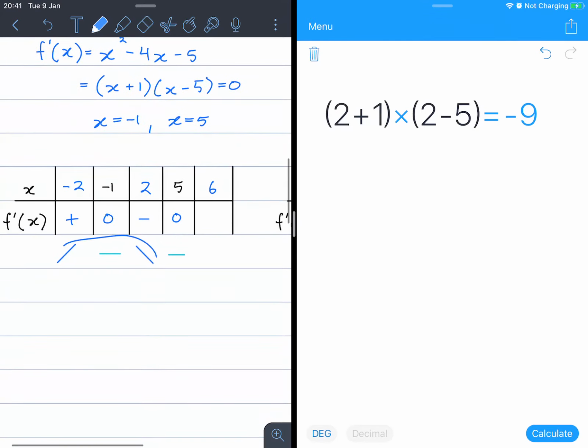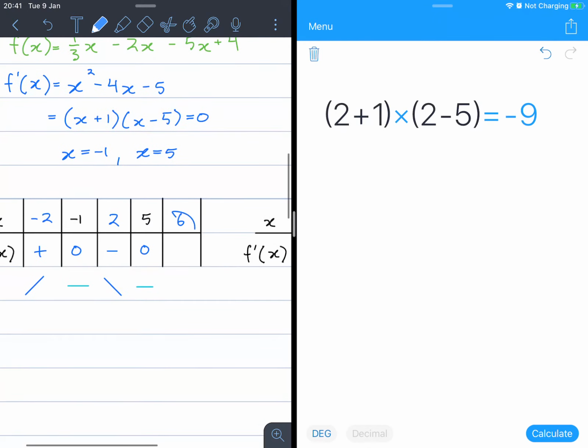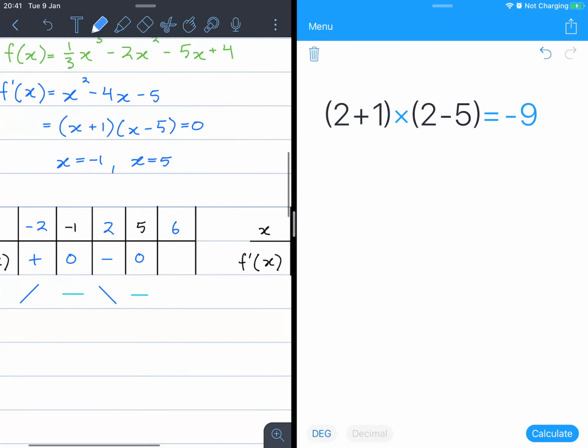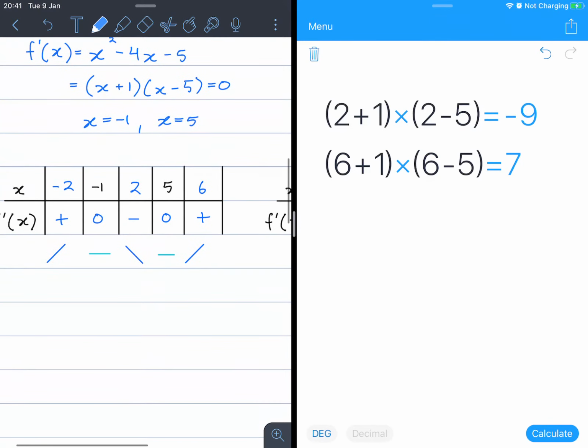So we can already see that this point here is a maxima because it's increasing, stationary, and then decreasing. Let's find one last point to verify if this point here is actually a minima. So let's substitute the value of 6, so 6 plus 1 here, and then 6 minus 5. That gives us the value of 7, which is positive, so that's an increasing gradient like so. So we can see a very rough sketch of this is like so.